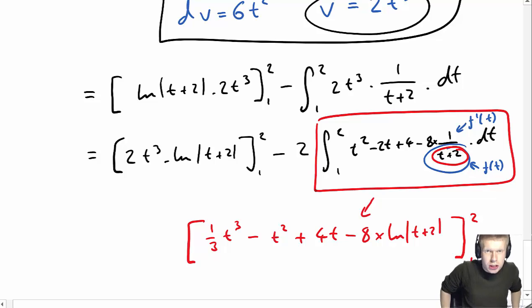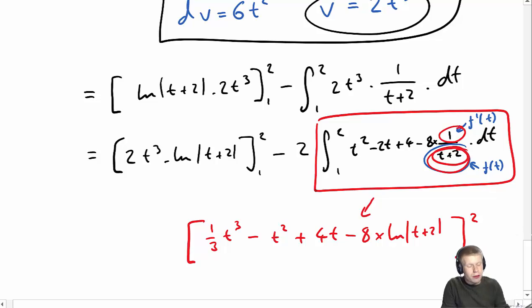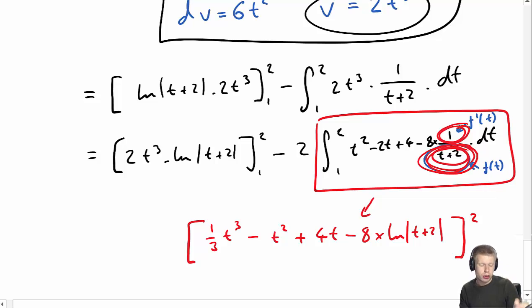Okay, because I've just been able to spot that I've got a function on the denominator and the derivative of the function on the top, I know immediately that's the natural logarithm of whatever my function was on the denominator. You need to get really good at spotting this. It's a really useful identity when you're integrating. If you've got a function on the denominator and the derivative of the function on the numerator, it's just the natural logarithm of whatever that function was on the denominator.